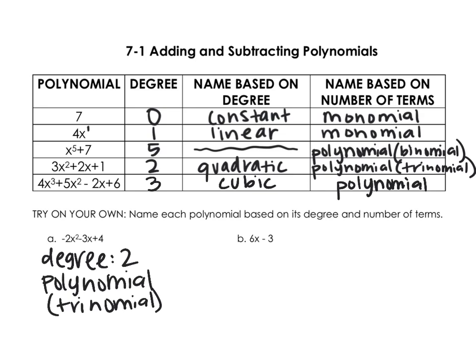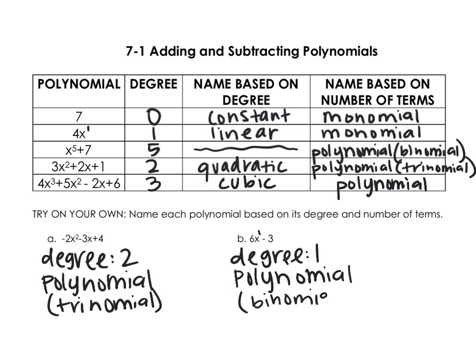Okay, B, the highest exponent was hiding. It was a 1, so our degree is 1. And this one also is a polynomial because it does have that adding and subtracting in there. You could also classify it as a binomial because there is 2 things added and subtracted together.